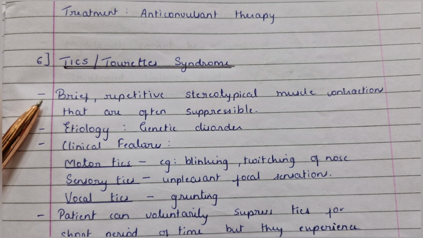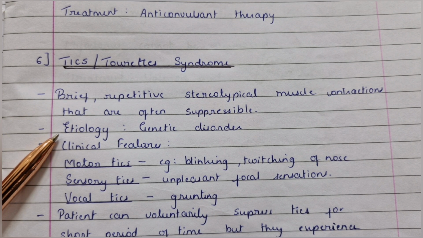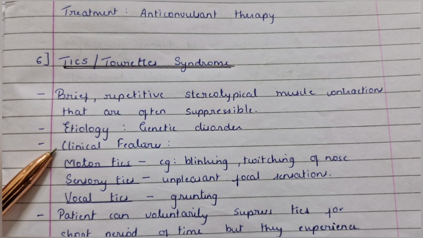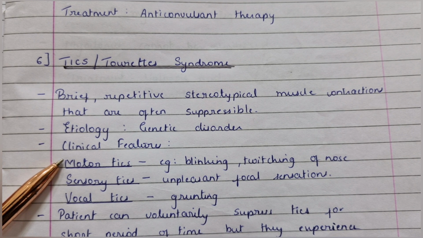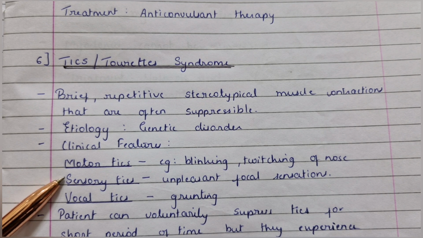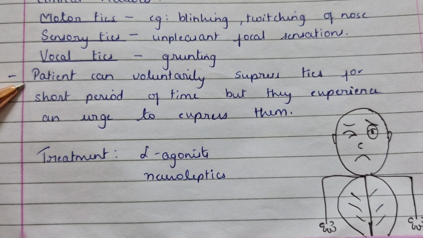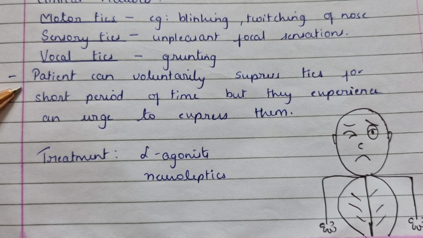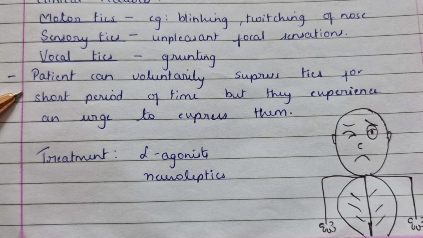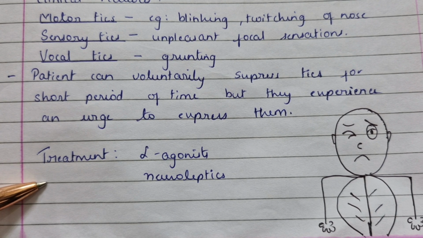Then we have tics or Tourette syndrome. These are brief, repetitive, stereotypical muscle contractions that are often suppressible. Etiology is due to genetic disorder. Clinical features, we have motor tics, for example, blinking or twitching of the nose. Sensory tics, like unpleasant focal sensations. Vocal tics, for example, grunting. Patient can voluntarily suppress these tics for a short period of time, but they experience an urge to express them. Treatment includes alpha agonists and neuroleptics.